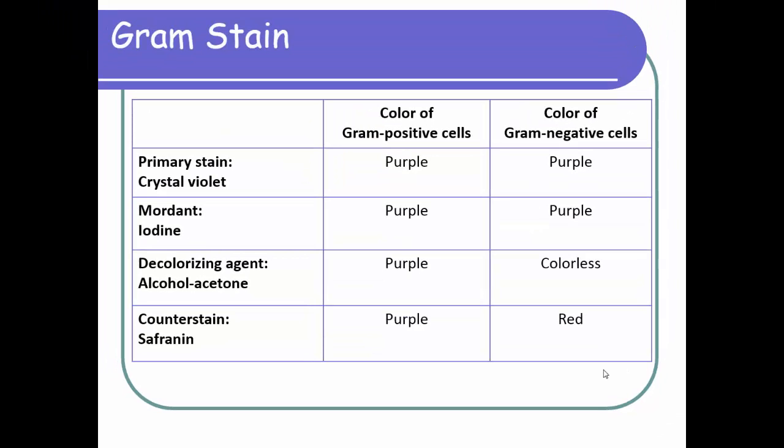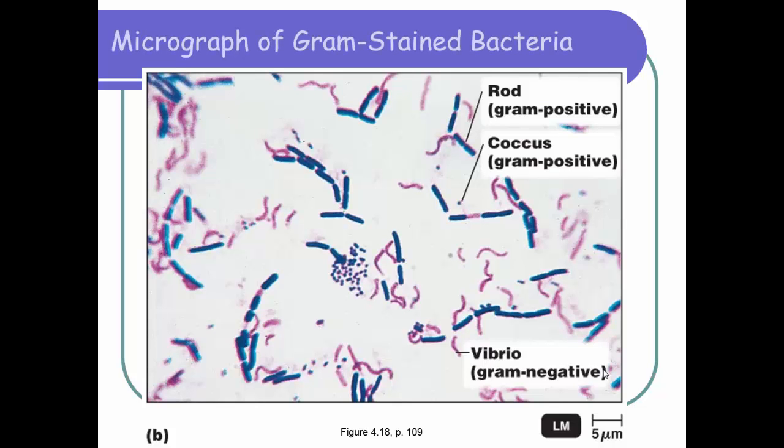This table shows the color of both gram positives and gram negatives after each step of the Gram stain. So here we have a mixture of bacteria. Who's gram positive and who's gram negative? What about this guy? We'll talk about this one in the lecture.